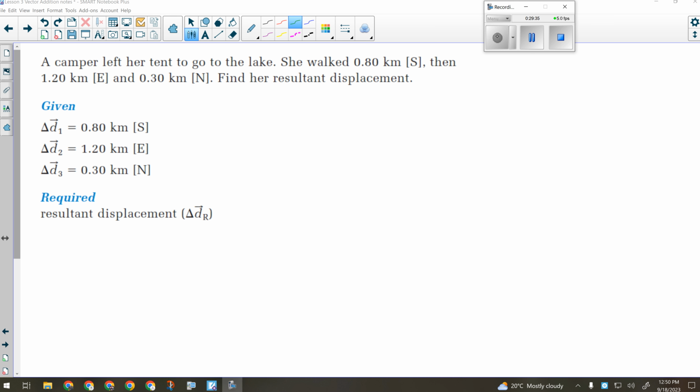Okay, just in case anybody's stuck, let's look at what the diagram looks like. Okay, and I'll give you a few more minutes from there. Okay, so this trip starts out at their campsite, and they go 0.8 kilometers south. Then they go 1.2 kilometers east.